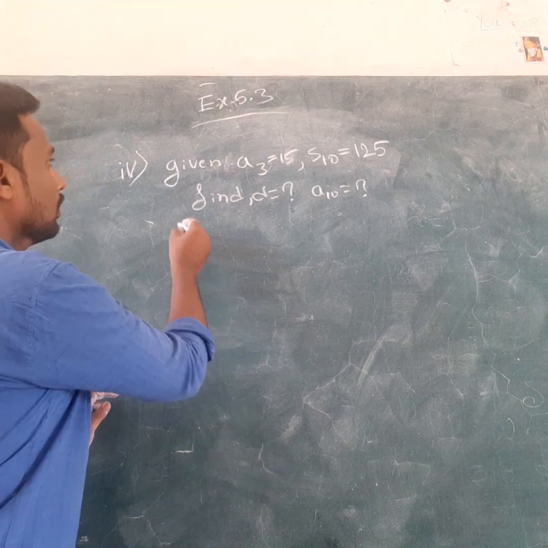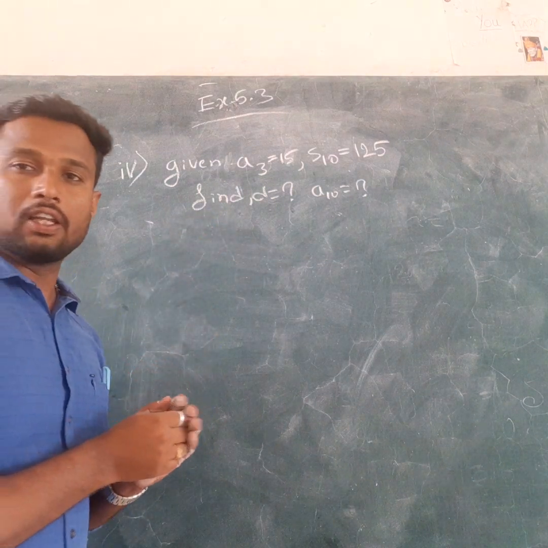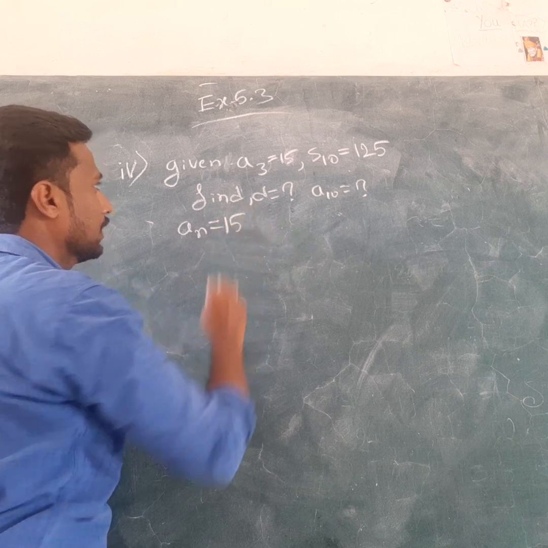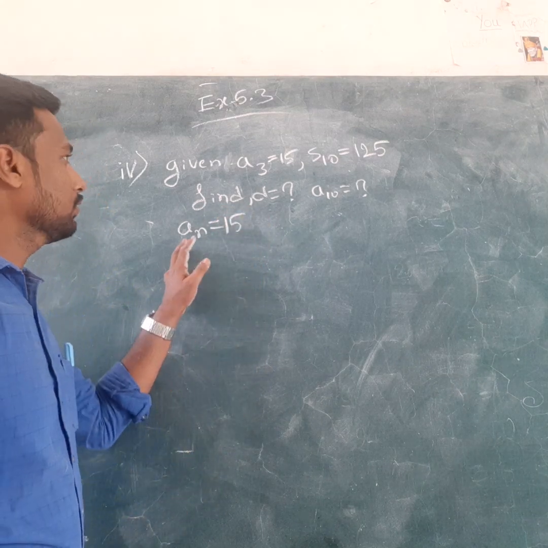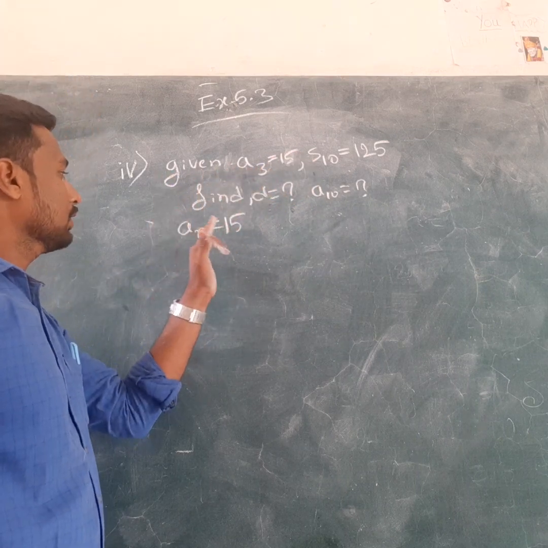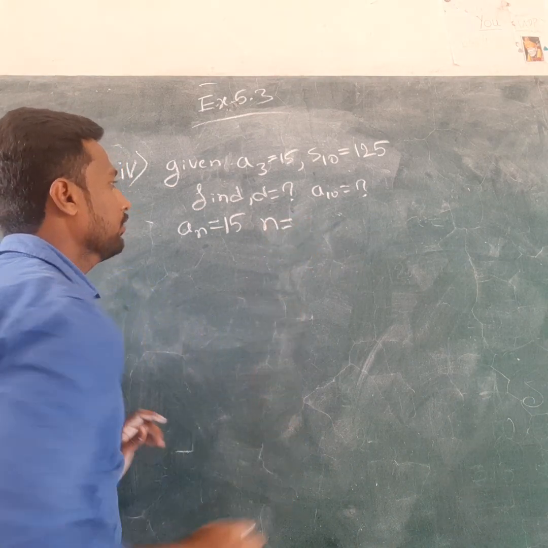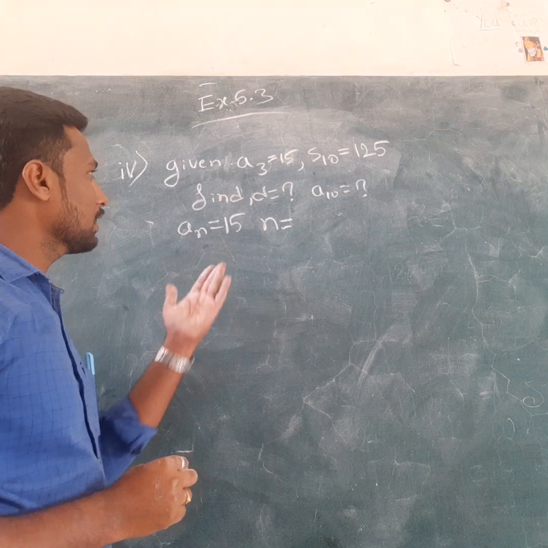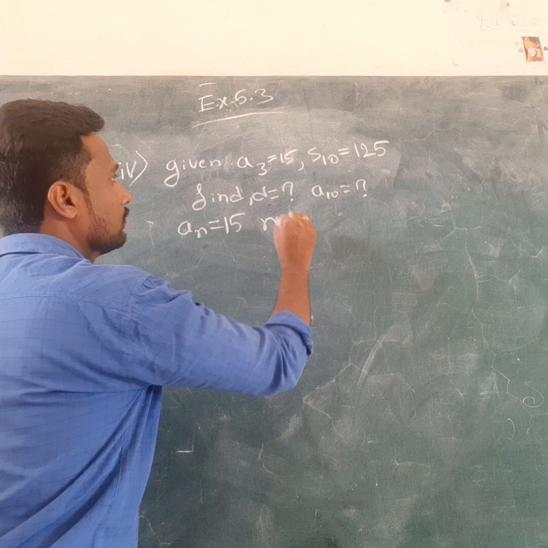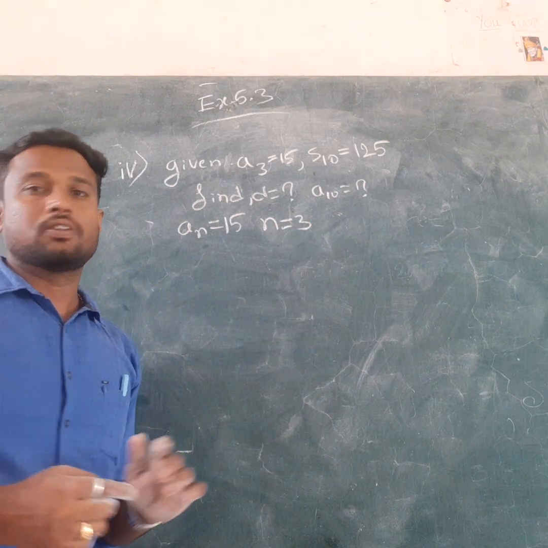So now I will consider this A3 value as An value. So I will write An is equal to 15. A3 is equal to 15, I considered as An value. So An is 15. Now n is equal to, what is n value now? A3 is considered as An. So n is equal to 3. Next, what they have given? S10 value. What is S10 value?